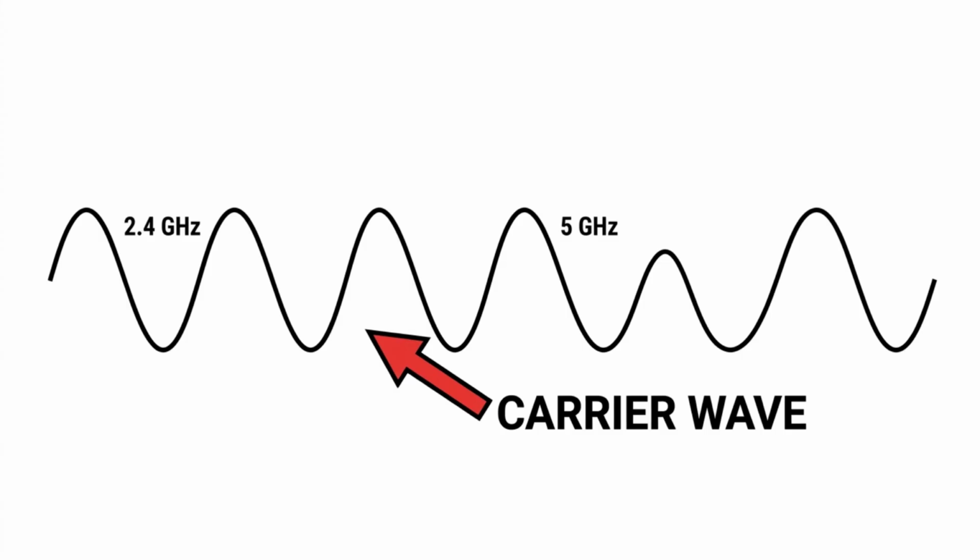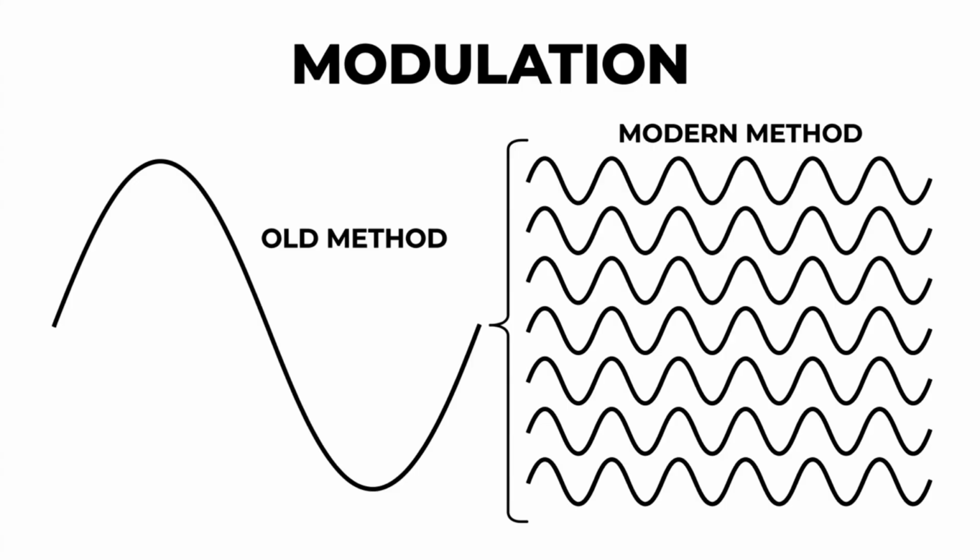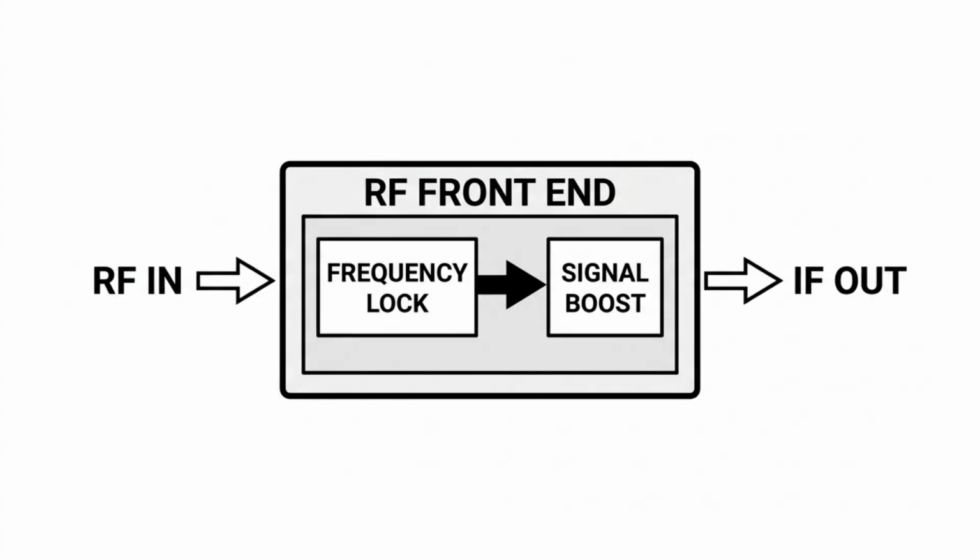Older Wi-Fi systems spread the data across a wide channel for reliability. Modern Wi-Fi uses a smarter method, splitting one wide radio channel into dozens of smaller, tightly packed channels and sending pieces of your data across all of them at once, in parallel, instead of forcing it all through a single narrow stream.